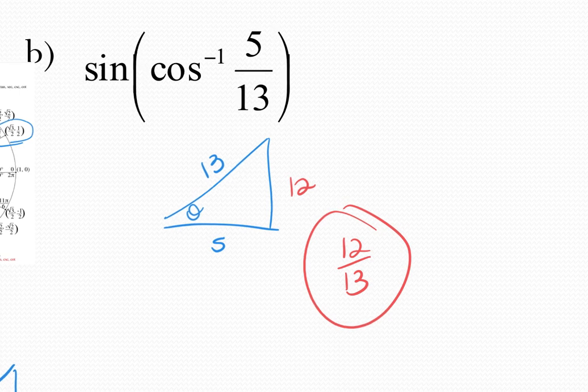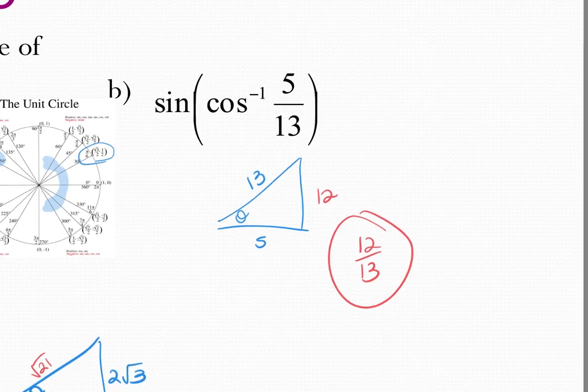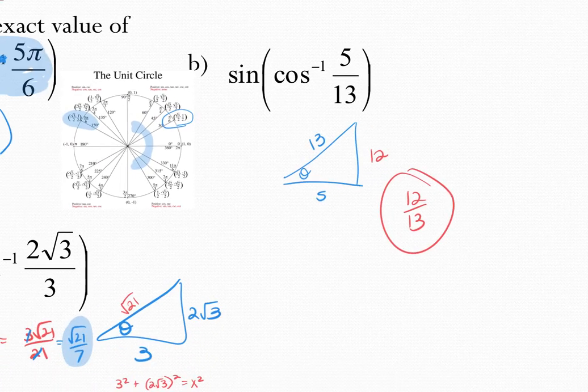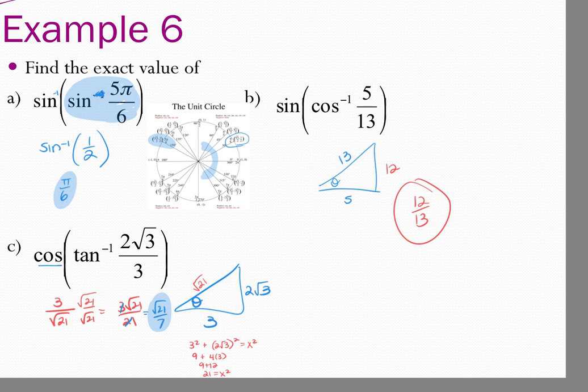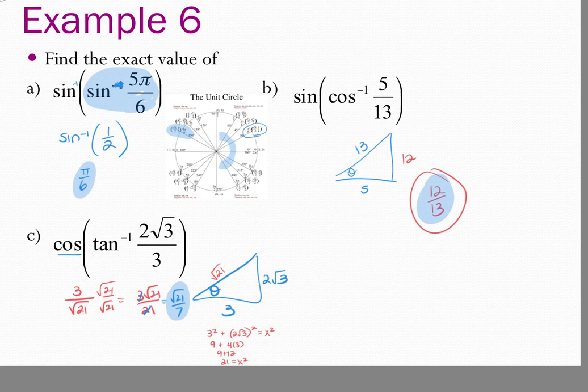For the answer, do you have to write sine? Nope, it's just 12 over 13. Okay. Yep. So if it's unit circle based, then obviously you use your unit circle. If it's not, then you're setting up a right triangle.